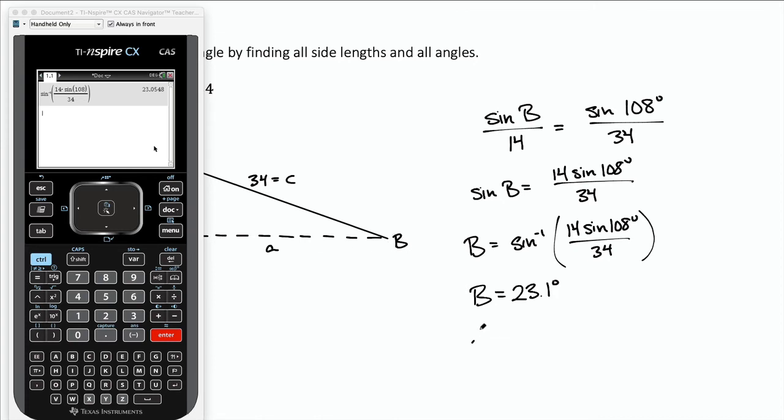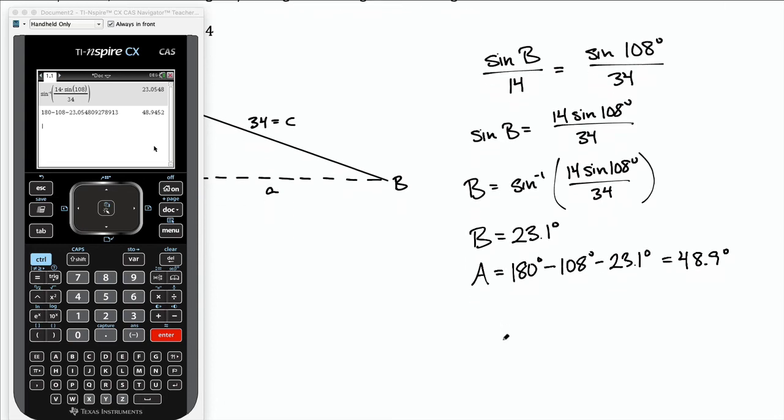All right, so we know now the angle B and we know the angle C, so we can get the angle A by subtracting those two angles from 180. So 180 minus 108 minus that 23.1 degrees. Let's go ahead and type that in. And we get about 48.9 degrees. All right, we've got all three angles and we've got two sides.